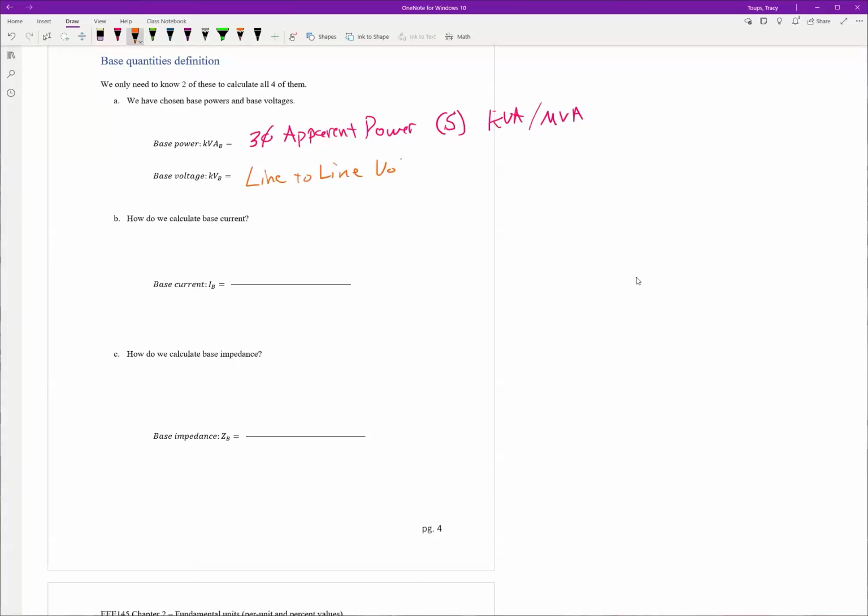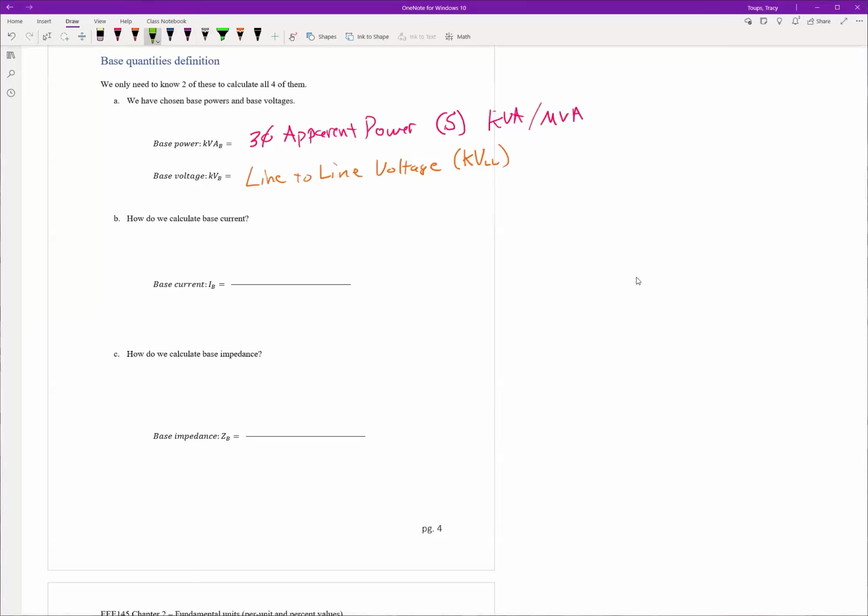Remember, in the power system, almost everything is based on line-to-line. Very rarely do we do line to neutral, so you'll have kV line-to-line, and that's in kilovolts. We typically don't use megavolts, and we don't use just regular volts. So kilovolt is typically a standard you'll see.